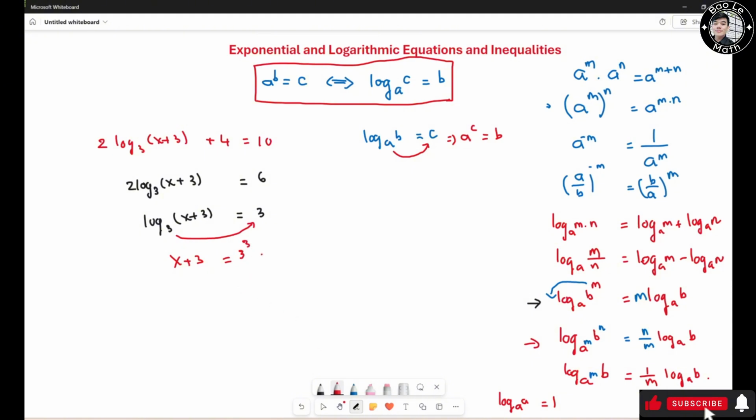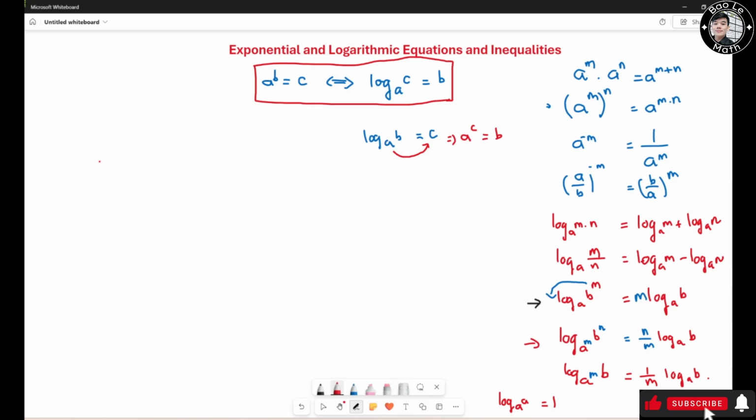Now 3 raised to the third is going to be 27, right? Now subtract 3 both sides, so s equals 24, right? Now let's move on to the next example.